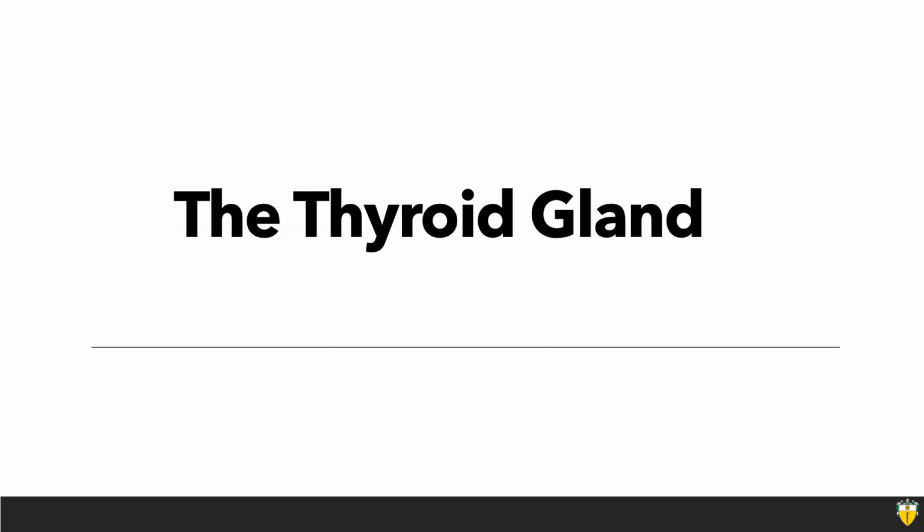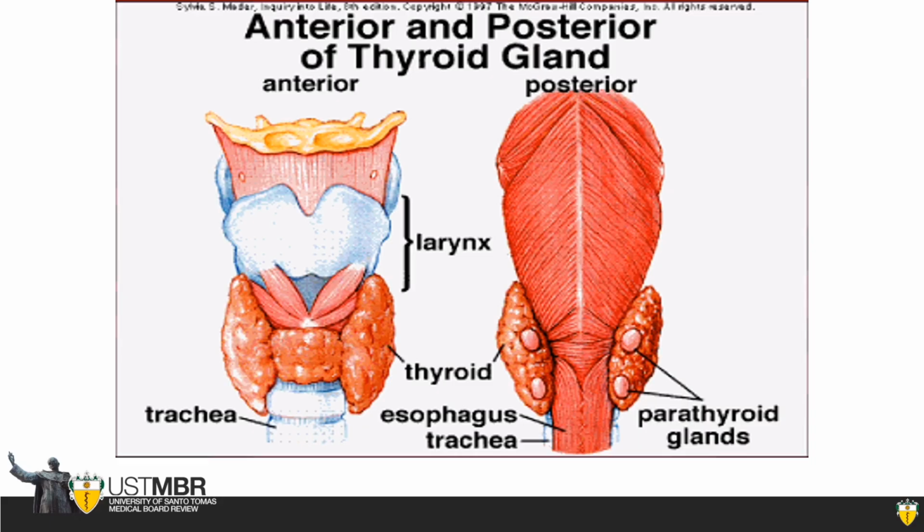Next, let's talk about the thyroid gland. This is the general anatomy. You have 4 parathyroid glands hiding behind it. That's why sometimes the surgeon should be very careful when doing a thyroidectomy not to remove the parathyroid glands, otherwise the patient will become hypocalcemic. It's generally located in the anterior middle lower part of the neck.